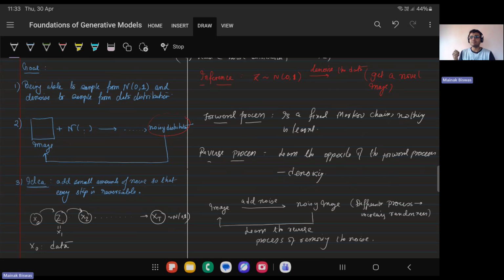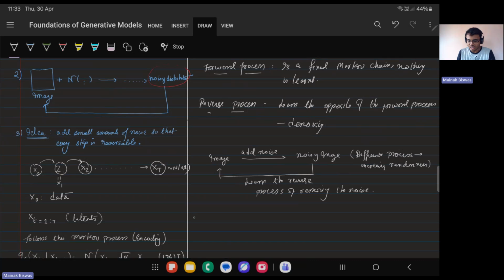Now, as we get a random image, we will learn to denoise that image somehow. So I'll slowly remove this noise. And you may ask me, why not add a very, very high amount of noise? People often ask, why not add a huge amount of noise? Just do it in one step. That is, just convert to normal 0, 1 in one step.